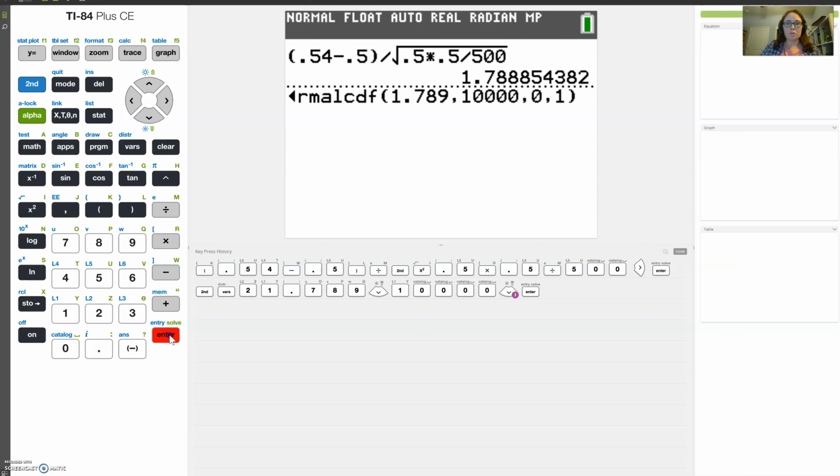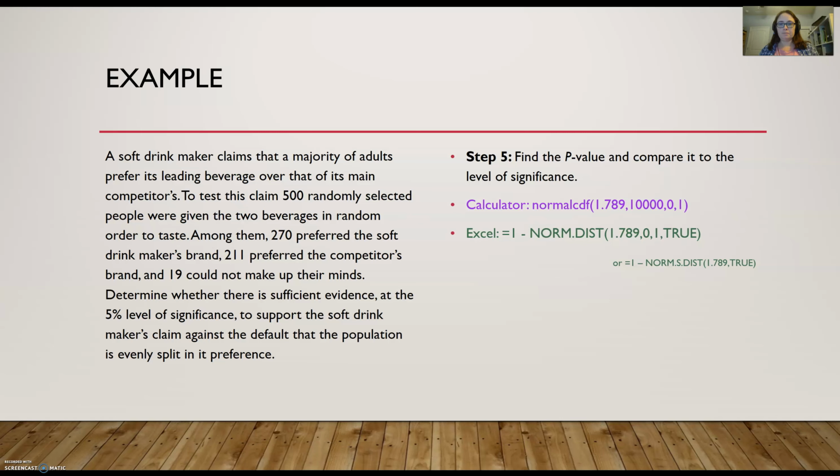And then just hit enter one more time for it to calculate. And we get a p-value of 0.0368. And let's see, yep, that's what we got. And it's less than 0.05, which was our alpha, our level of significance. And so it's going to help us in that final step to make a decision on whether to reject H0 or not. Before we do that, though, let's see how this works in Excel.